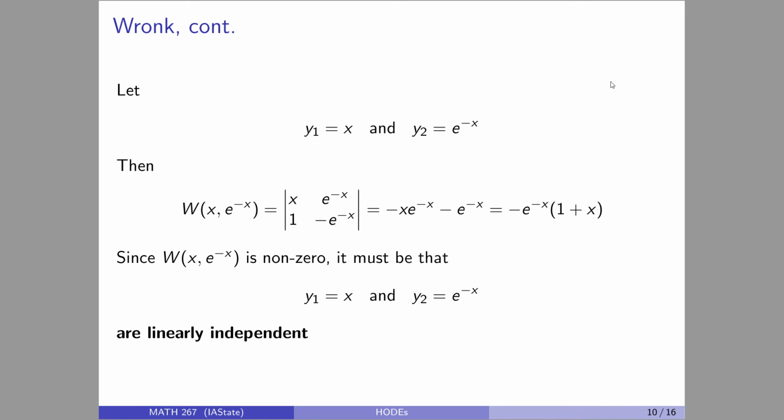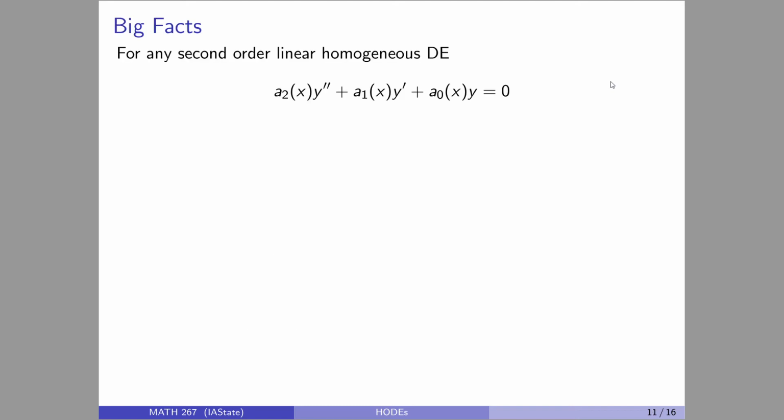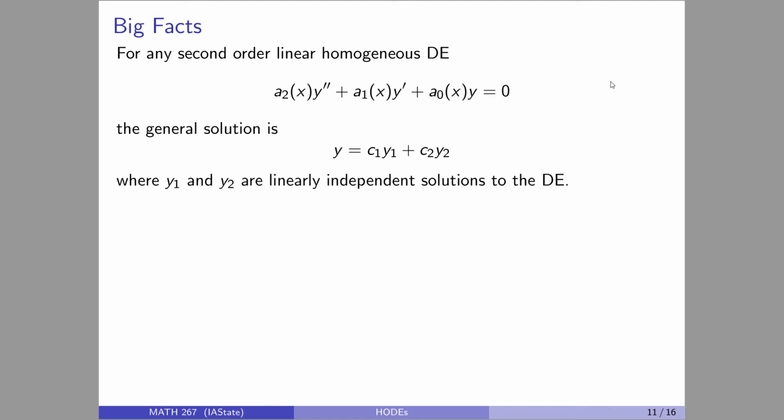All right, excellent. So, here's the big fact now. For any second-order linear homogeneous DE, again, looks like this, the general solution will be a linear combination, C1 times Y1 plus C2 times Y2, where Y1 and Y2, not only are they solutions to the differential equation, but they have a non-zero Wronskian. They are linearly independent.